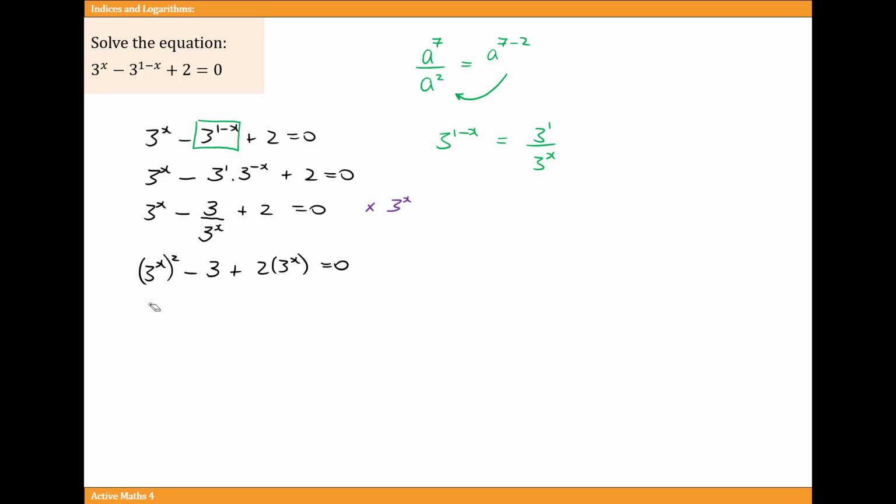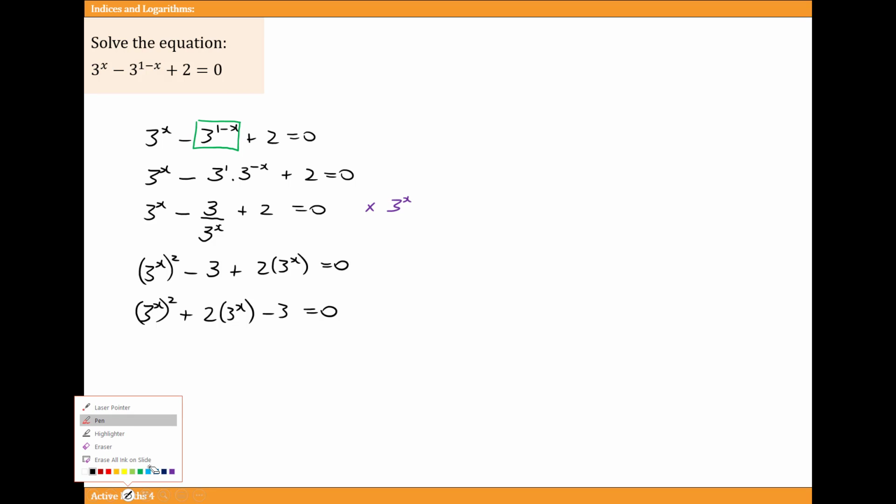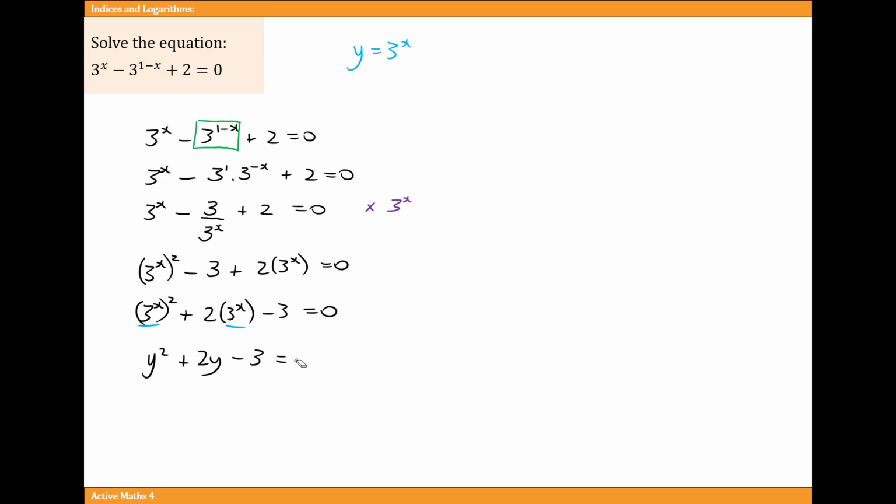It's in the wrong order, so we're just going to rejig it. We have 3 to the power of x squared plus 2 on 3 to the x minus 3 equals 0. And now we can see it looks like a quadratic, and we're going to replace the 3 to the power of x with y. So let's go and do that. So y is equal to 3 to the power of x. So I'm going to replace this and this with a y. And so my new equation becomes y squared plus 2y minus 3 equals 0.